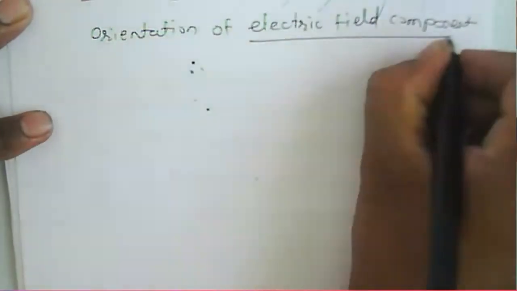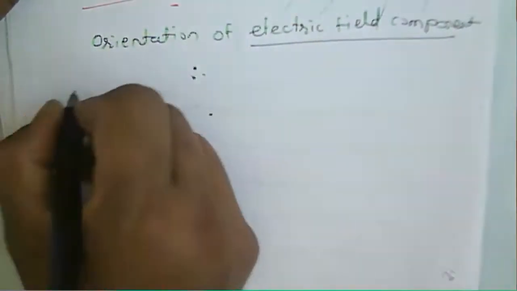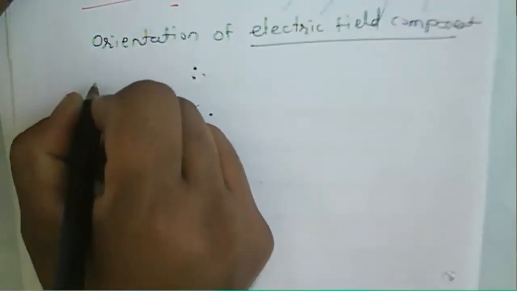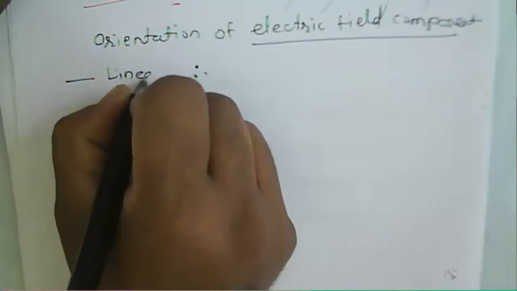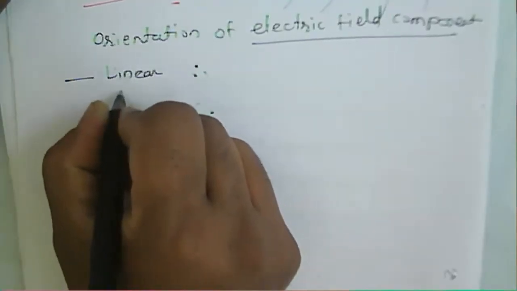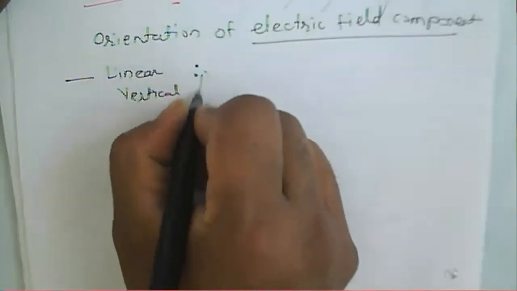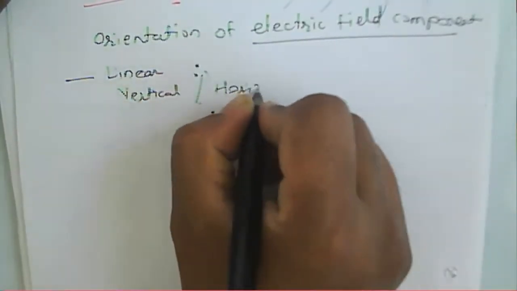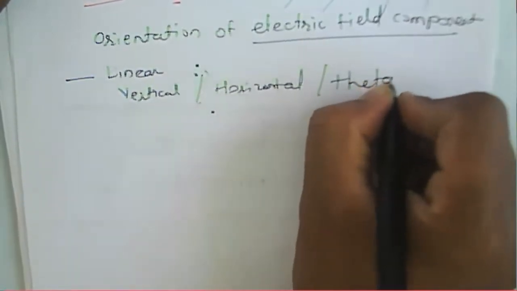The orientation of the electric field component gives us the polarization pattern. So what does polarization mean? There are types of polarization. We can say it is a linear polarization. In this case, we can say a vertical polarization, then a horizontal one, or a theta polarization.